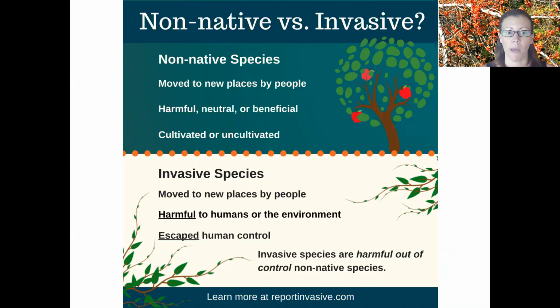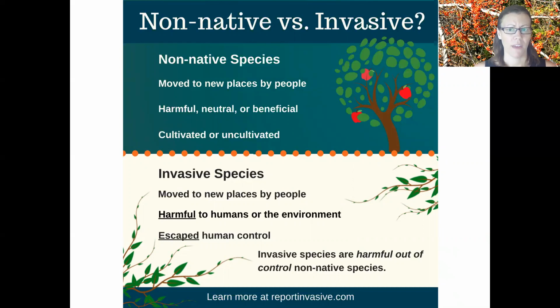They could be good, bad, or indifferent. They could be deliberately cultivated by people or not. Invasive species have that same non-native status of being moved from one place to another by people, but they have the additional pieces of definitely being on the harmful side to people or to ecosystems and other species, and that they are not cultivated, they've escaped control. So just keeping that definition in mind is really important.